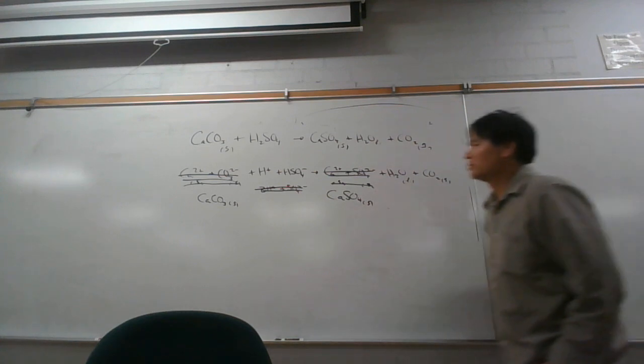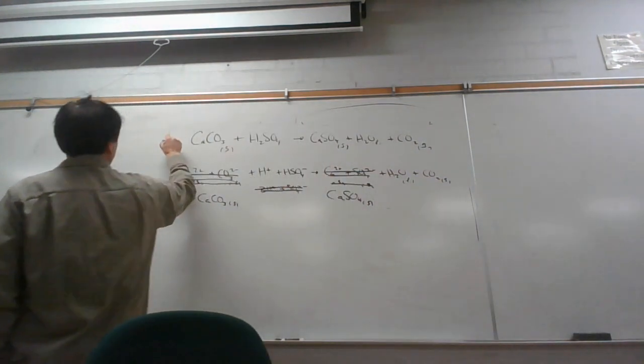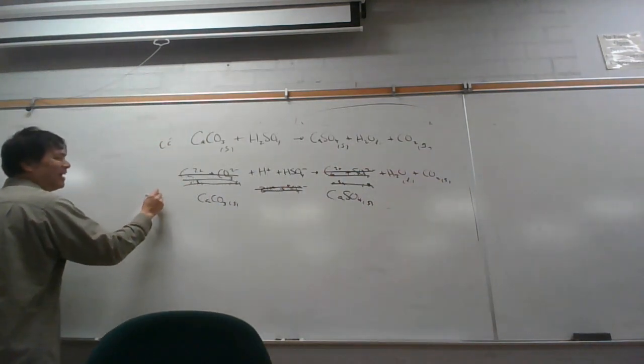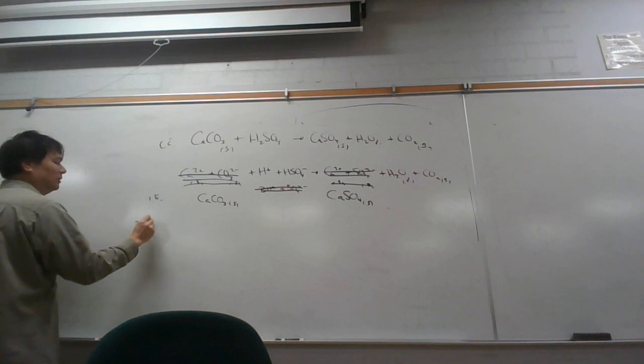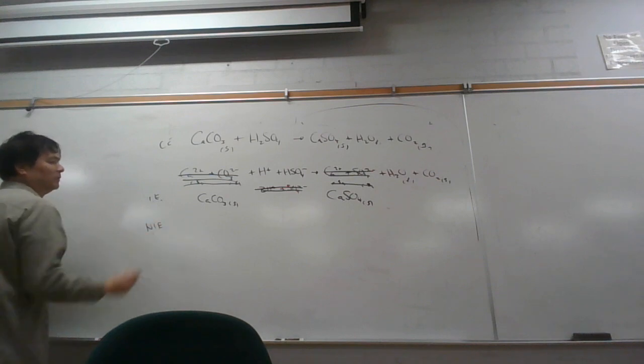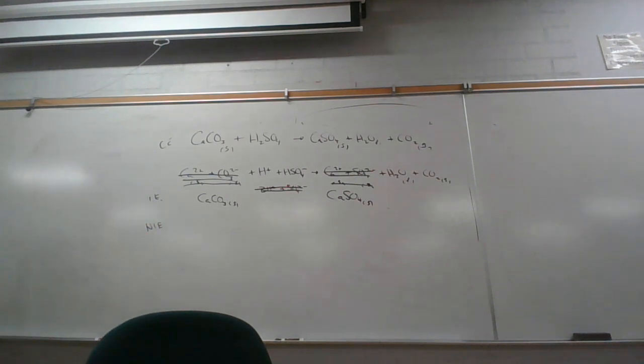All right, so this was your complete equation, this is your ionic equation. What was your net ionic equation? Would you like me to tell you the corrected one? Yeah, the corrected one. Okay: CaCO3, H+, HSO4-, CaSO4, plus H2O plus CO2. Yeah, so it's the same. You got the same.